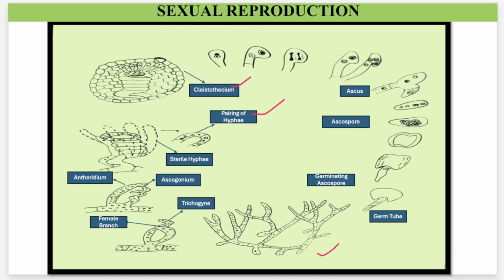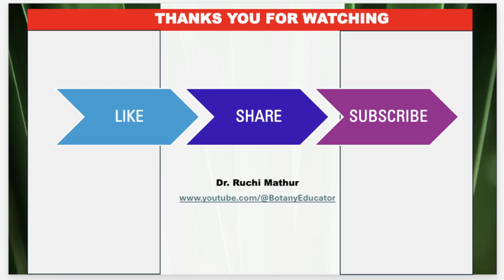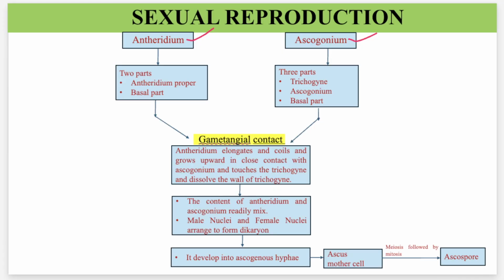In the surrounding, the hyphae grow up, and a fruiting body is formed, and in this cleistothecium the pairing of hyphae takes place and a dikaryon is formed, and after the dikaryon formation, the ascus mother cell is formed, and then through meiosis and mitosis, ascospores are formed, right? So this type of sexual reproduction you will see in Aspergillus.